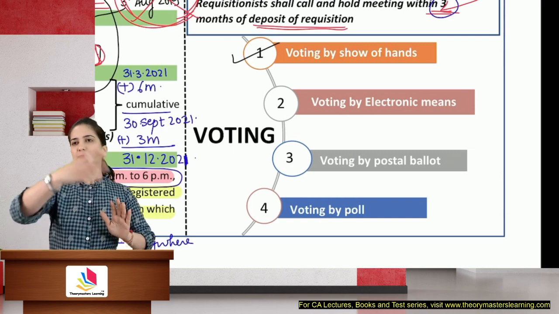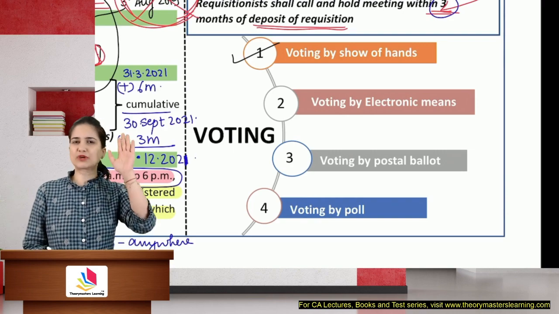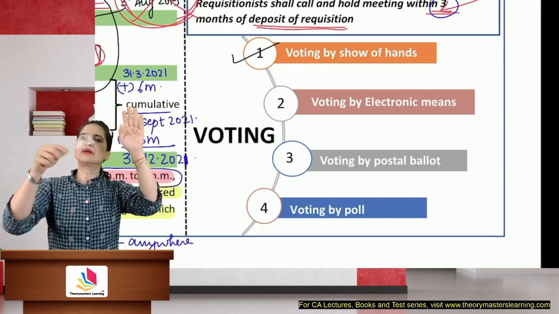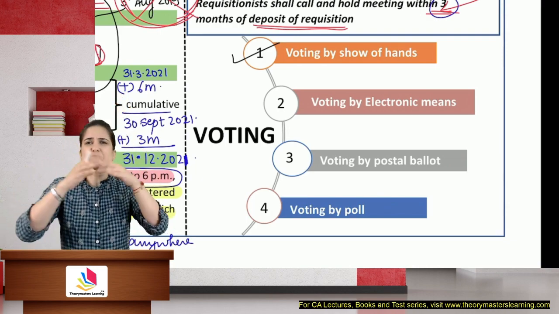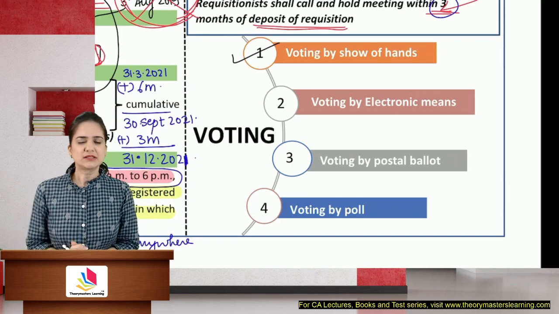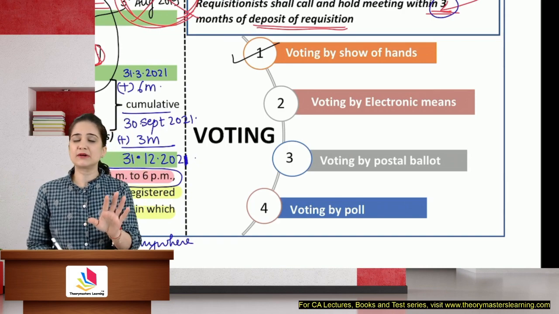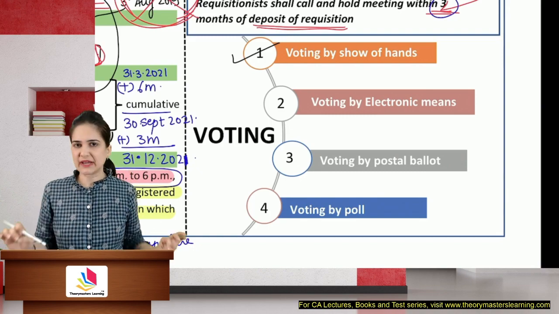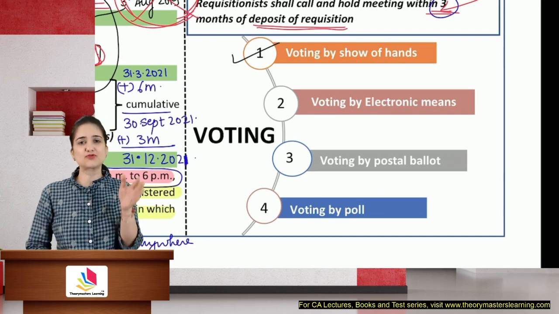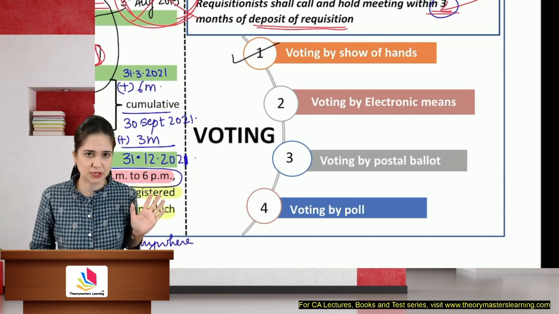So members will be assembled. The chairman will conduct the voting by show of hands. Members who want to vote in favor will raise their hand. Then the chairman will not count each and every member, but just by sight, he will see if the majority of them are voting. Then the voting will be considered as done. The chairman's decision is final. If he says, I have conducted voting by show of hands, it is done. We are not going to ask him how many members voted in favor and how many voted against the resolution.